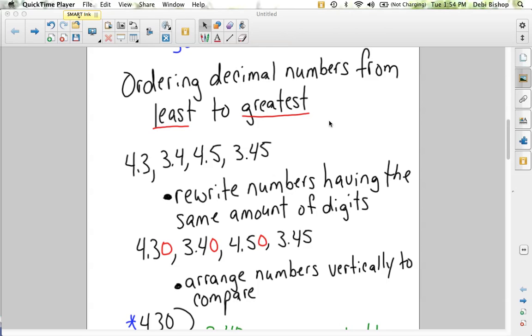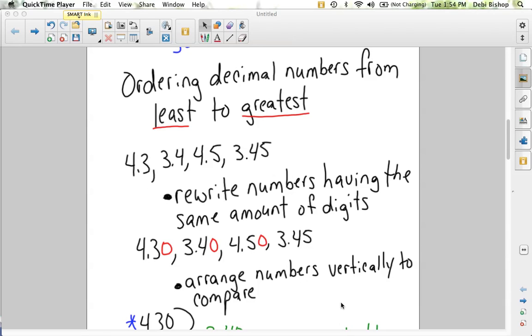So least to greatest. So first, here's our numbers. 4 and 3 tenths, 3 and 4 tenths, 4 and 5 tenths, and 3 and 45 hundredths. So first, you want to rewrite the numbers having the same amount of digits. So remember, you can always add a 0 at the end of a number if there's already a decimal and it does not change the value of that number. So you can see here, I rewrote the numbers using the same amount of digits. So it goes to the hundredths place.